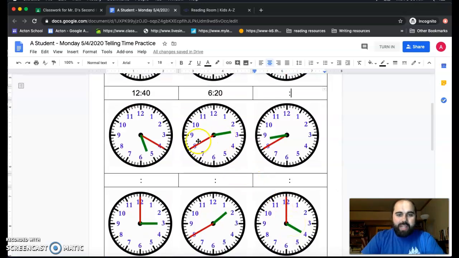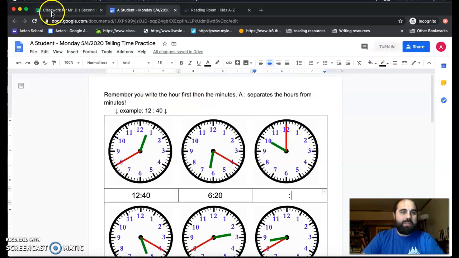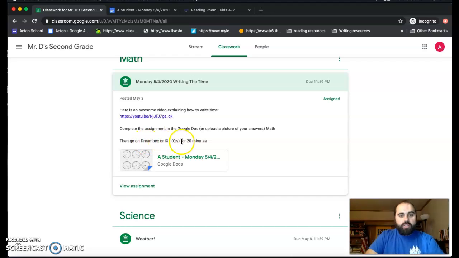Be careful when the minute hand is on the left side of the clock. It gets a little bit tricky. Look at your hour hand. Look and see what hour it is at. Okay, do your best work with that. Click the turn-in button when you're done. And after that, you're going on to Dreambox or IXL Qs for 20 minutes.